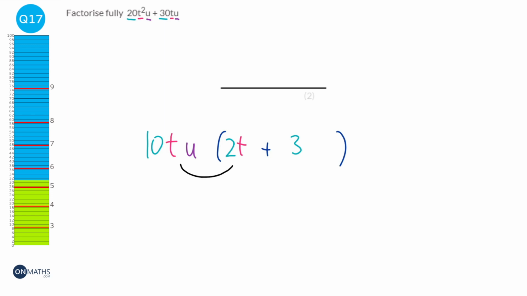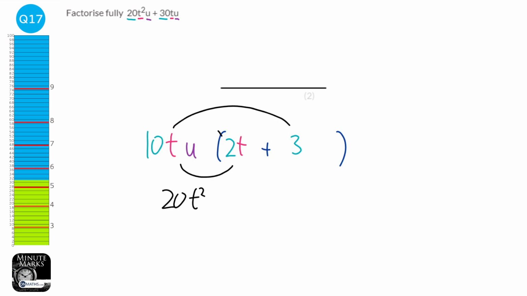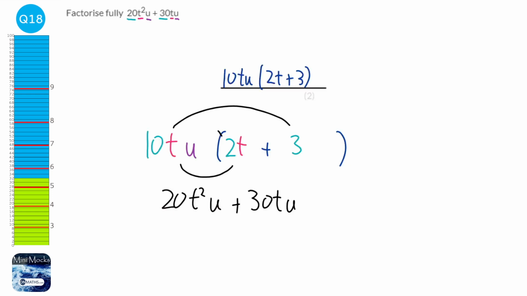So I'm going to do smiles and rainbows. There's loads of different methods. So 10 times 2 is 20, t times t is t squared, and then the u, plus 10 times 3 is 30, times t times u. So we know we've got the right answer. So our answer is 10tu brackets 2t plus 3.